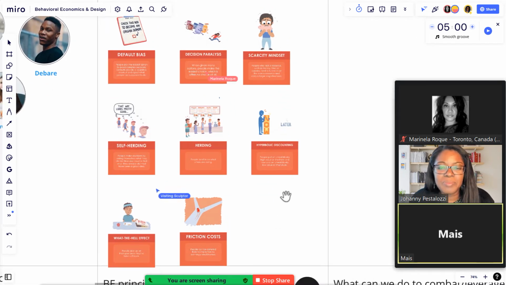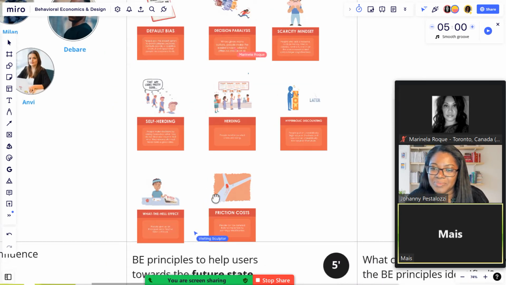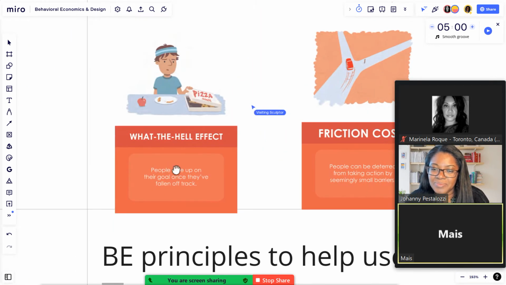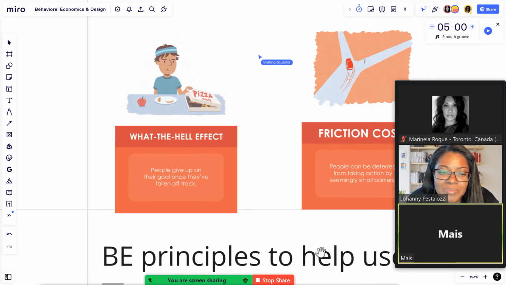I also chose the what-the-hell effect. I think once there's not enough resources or accountability, we lose track of things. So I think that's a big part of it. Very interesting.